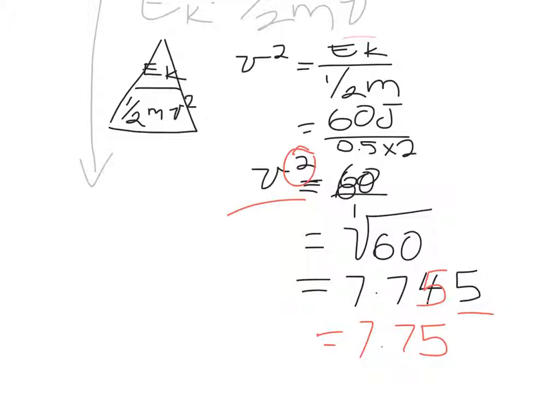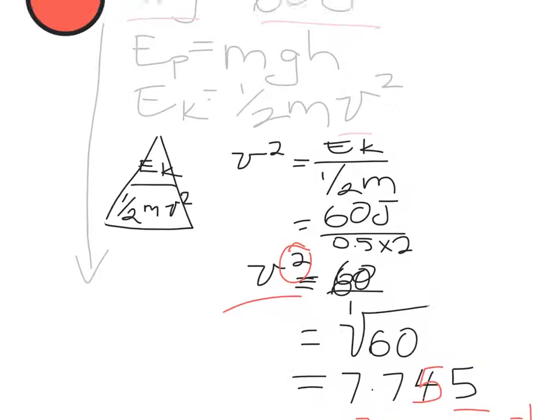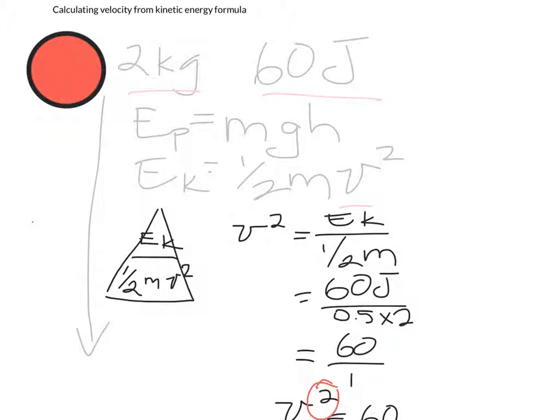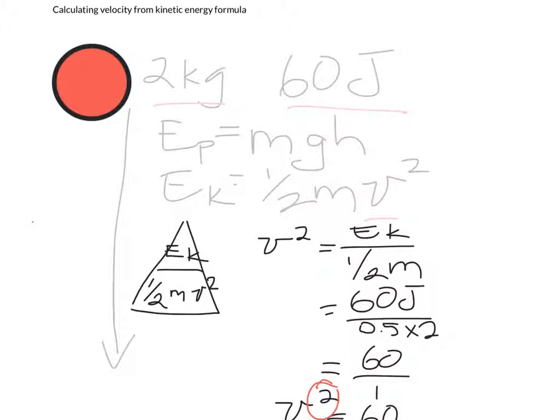And what were we measuring to begin with? If you've forgotten already, it was the velocity, so meters per second. So our original ball that was falling, our 2 kg ball that was falling with an energy of 60 joules before it hit the ground, fell at a speed of 7.75 meters per second.